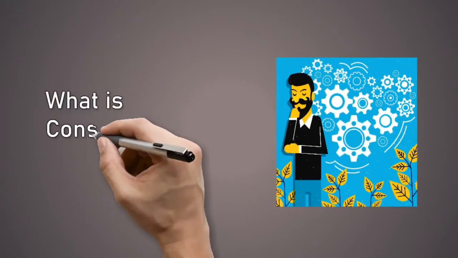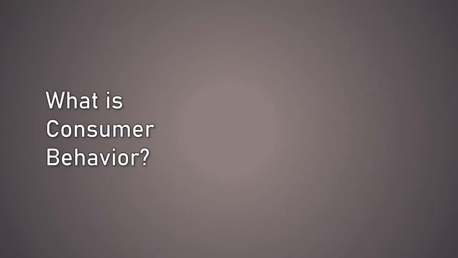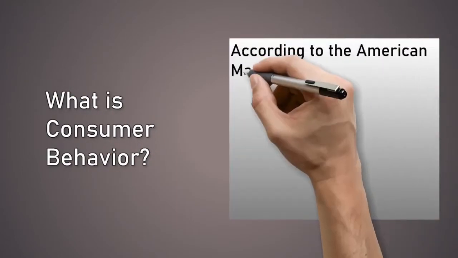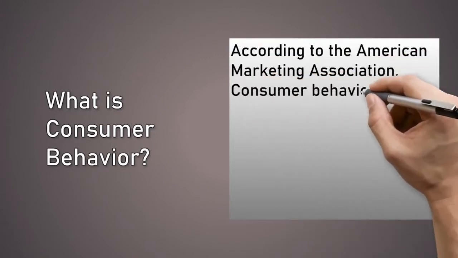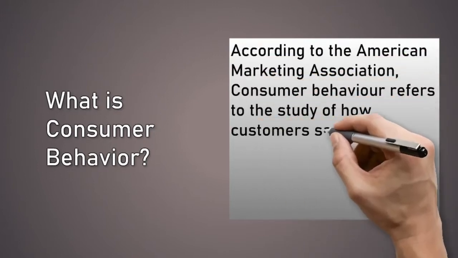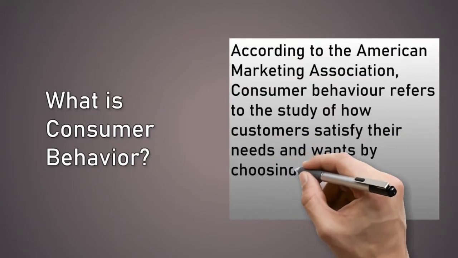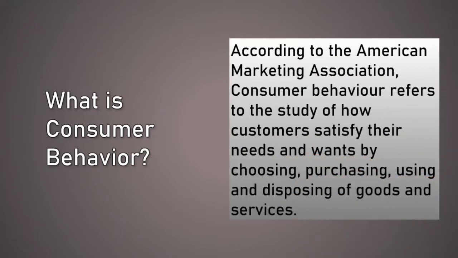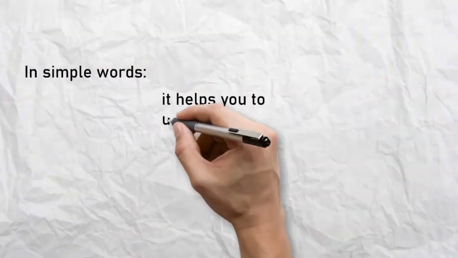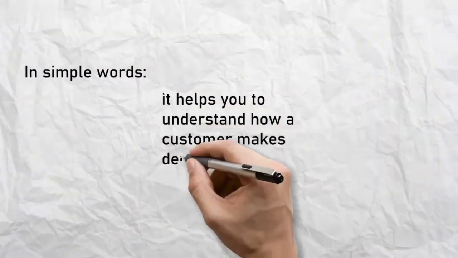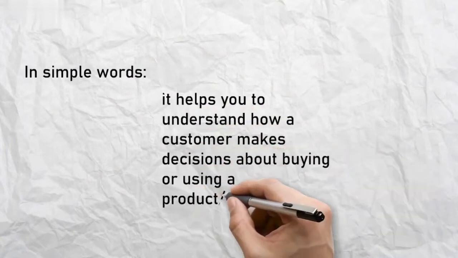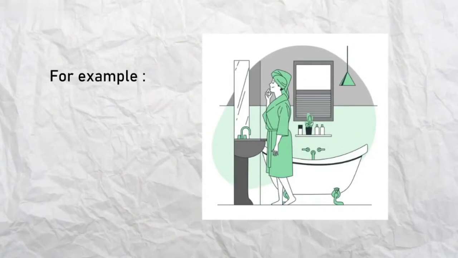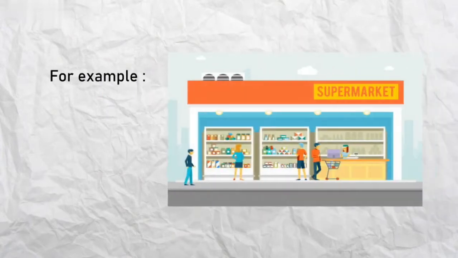So, what is consumer behavior? According to the American Marketing Association, consumer behavior refers to the study of how customers satisfy their needs and wants by choosing, purchasing, using and disposing of goods and services. In simple words, it helps you to understand how a customer makes decisions about buying or using a product or service. For example, if you need to buy a soap, you have to visit your nearest supermarket.